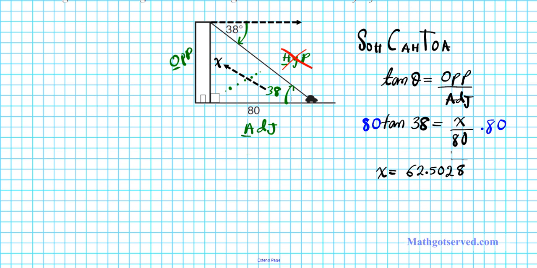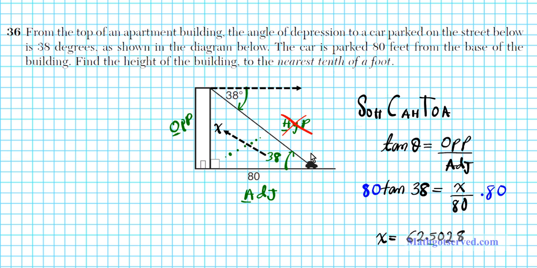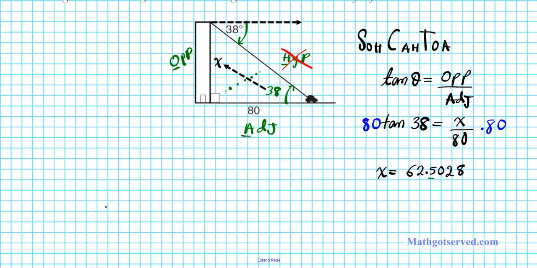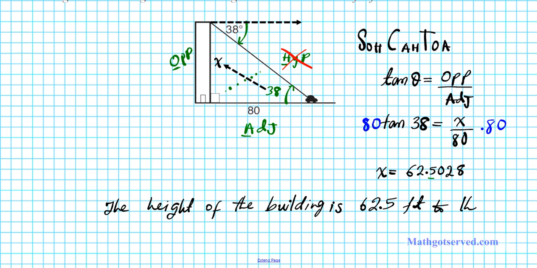So let's write down what our answer is. We're going to be rounding it to this tenth right here. The number behind it is not 5 or greater, so we're just going to drop off that piece. So let's write down the answer. The height of the building is 62.5 feet to the nearest tenth. Okay, so that's that.